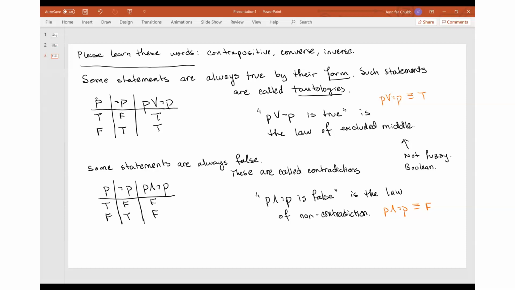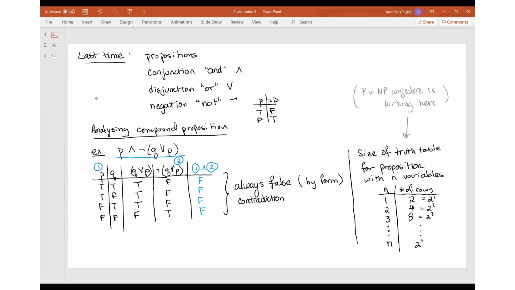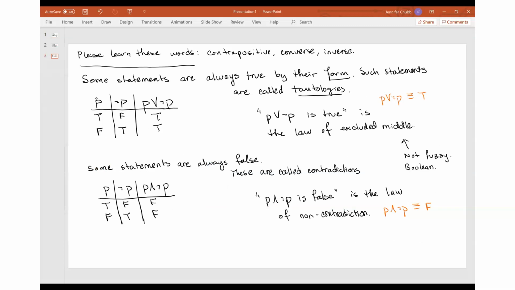Earlier in this session, you said that when something always is false, we call it a contradiction. But then you said it's the law of non-contradiction. Yeah, so this is the contradiction, and we're saying it's not allowed, right? Yeah. So we want no contradictions. So the contradictions have to all be false.